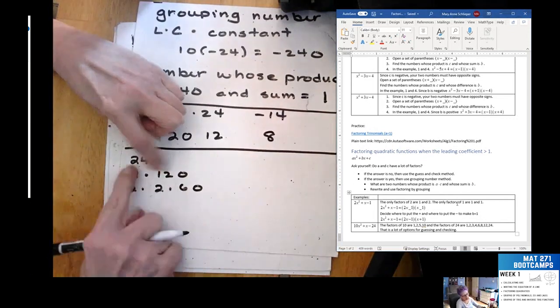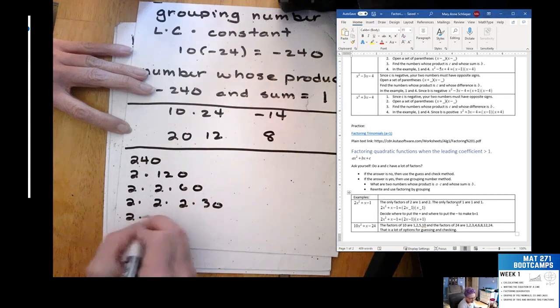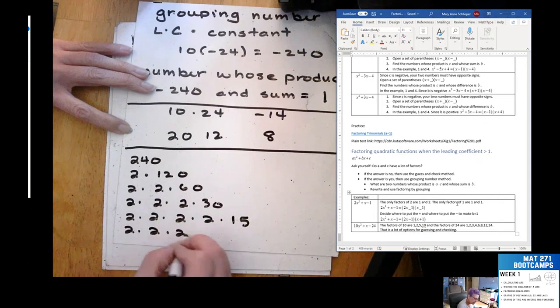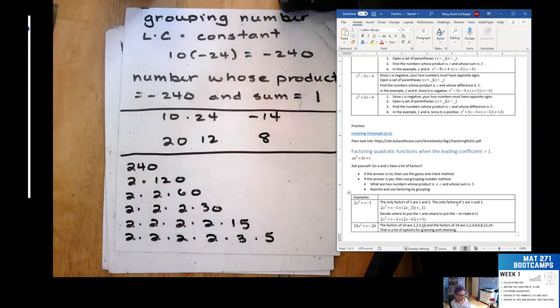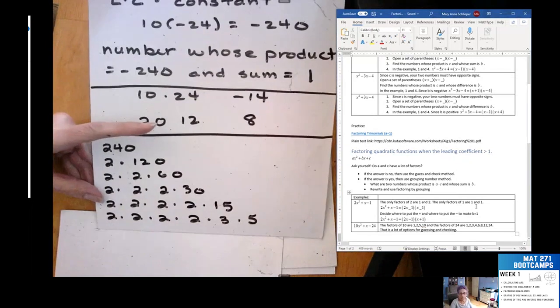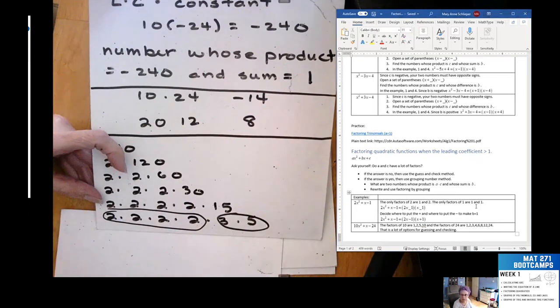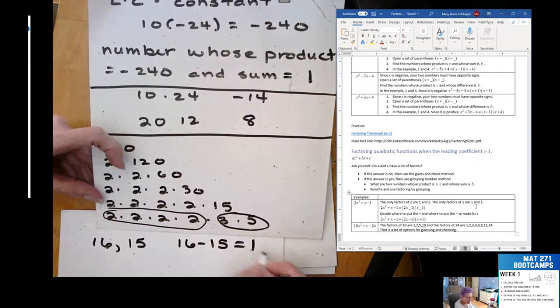So I'm just taking this, and I'm dividing it by 2 as many times as I can. 2 times 2 times 15, 2 times 2 times 2 times 2 times 3 times 5. So 240 is equal to 2 times 2 times 2 times 2 times 3 times 5. Now I can just pick different combinations of four 2s, a 3, and a 5 until I get one that works. Well, I'm going to pick something easy. I'm going to start with four 2s and 3 times 5. 2 times 2 is 4, 8, 16. 3 times 5 is 15, and 16 minus 15 is equal to 1. I got a winner.